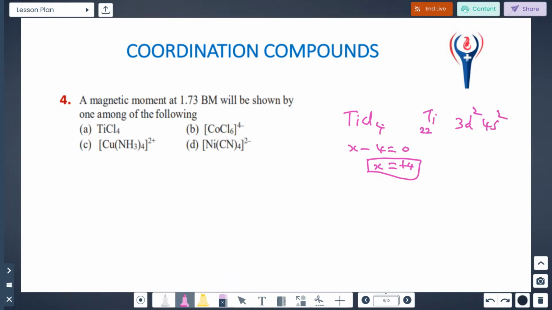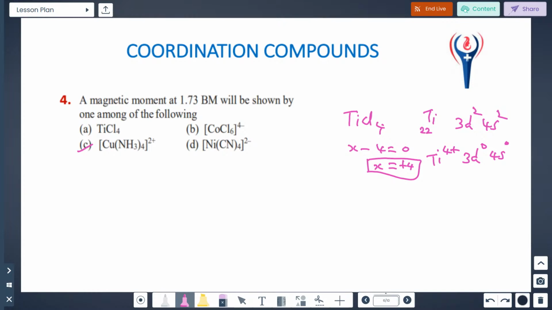So titanium is 3d2 4s2. But Ti4+ means no electrons in these orbitals: 3d0 4s0. Correct or not? No electrons means 0 Bohr magneton. I'm doing this one; likewise you have to find out. First find the unpaired electrons, then only can you find the magnetic moment. Understood?